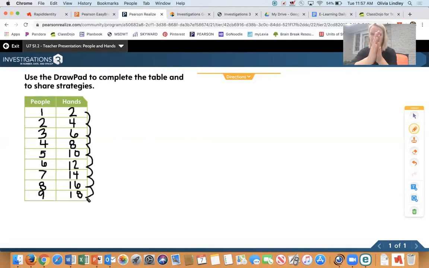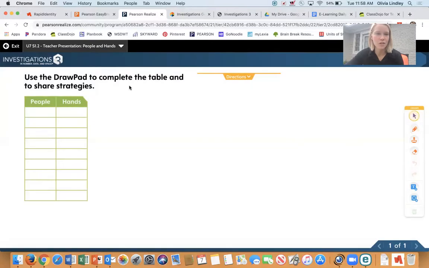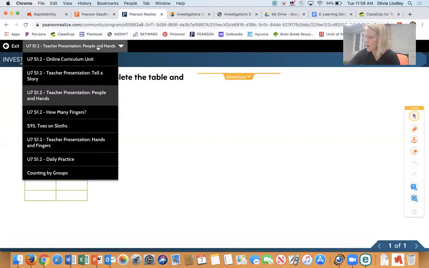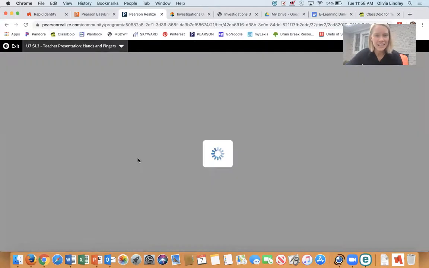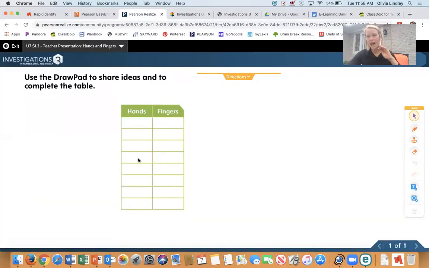Awesome job. All right, so now I'm going to clear this out, and I am going to move on over, and now we are going to look at hands and fingers. Last time we were looking at people and hands. So this time now we're going to be looking at our hands, okay?